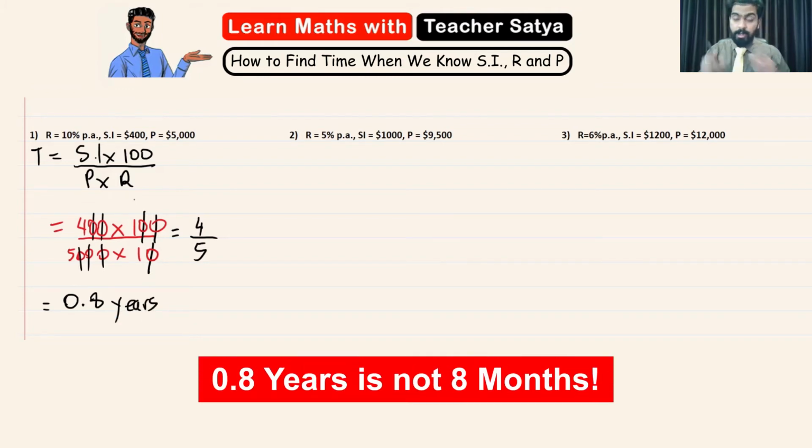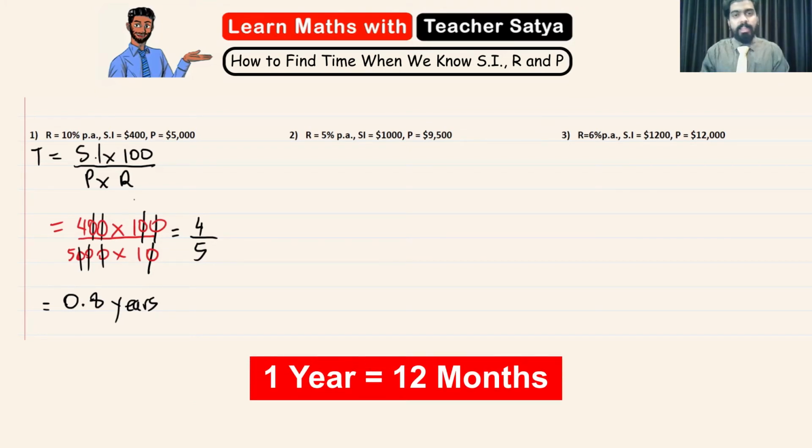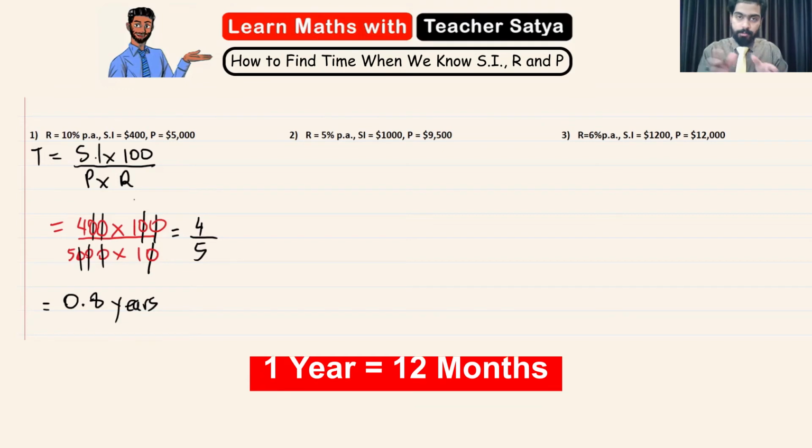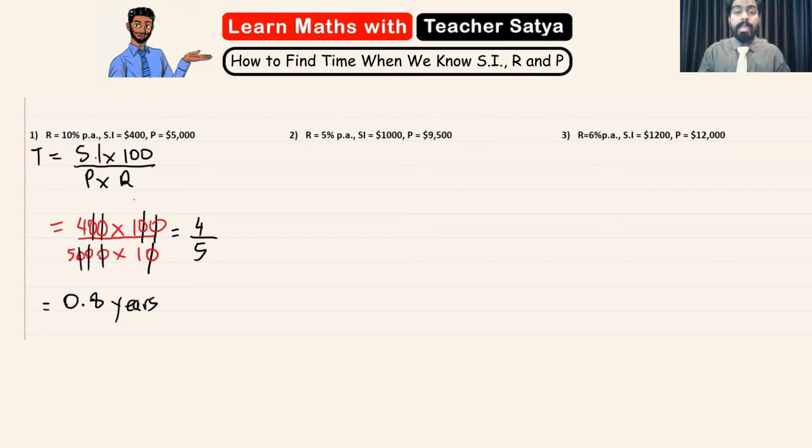Now keep in mind the 0.8 years is not 8 months, as in a year there are 12 months. So when you answer it, please answer it as 0.8 years, not 8 months. That will be two different answers.